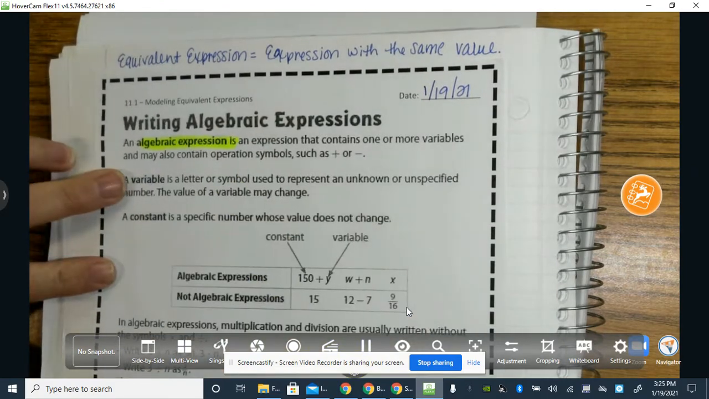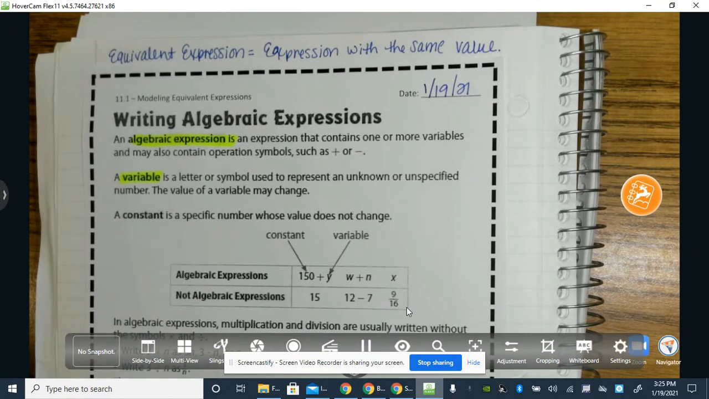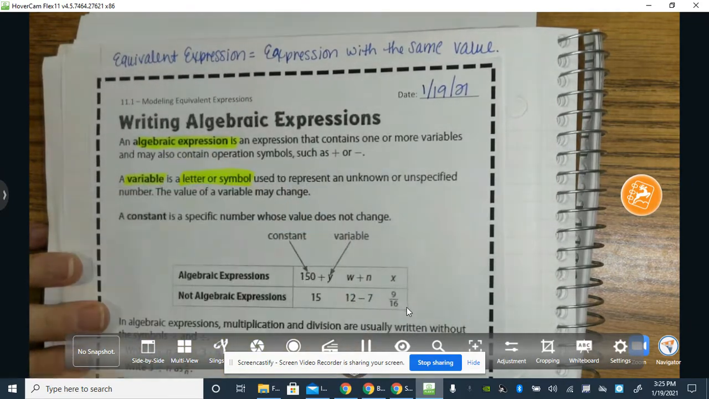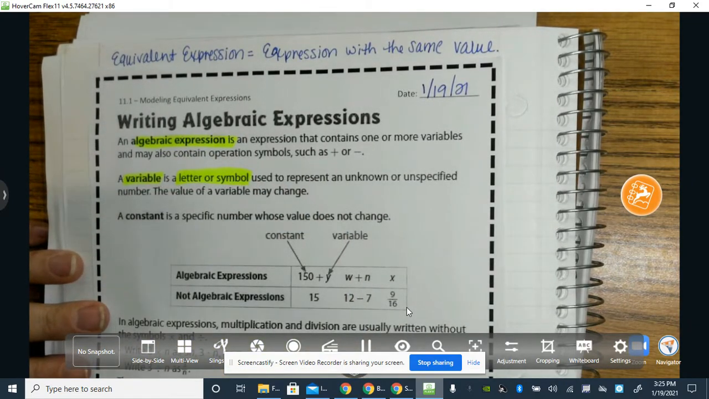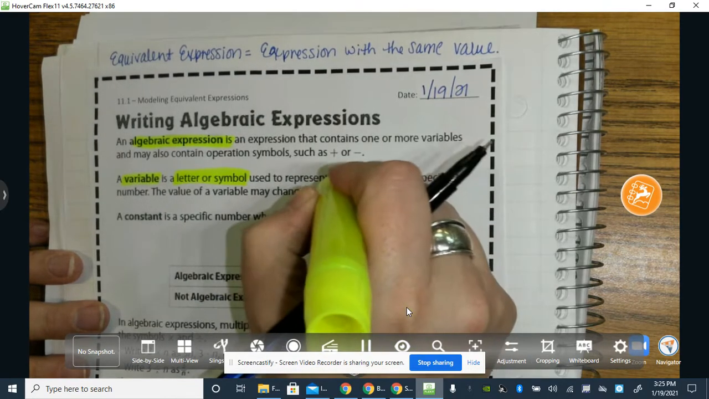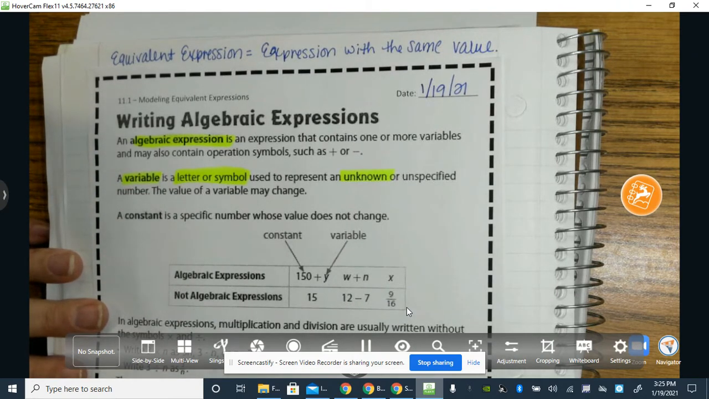So when we talk about algebraic expressions, they contain one or more variables. And you're like, well, what's a variable? Well, let's just look and see what the definition is. A variable is a letter or symbol used to represent an unknown or an unspecified number. So it's just those letters like X. When you've been seeing X, that's a variable. It means, hey, I'm going to put this letter there. I don't know what it means yet, but I'm going to find it out. The variable may change. Say in one question you got X is 5. Well, in the next question, X could equal 12. X can change from question to question. However, X cannot be 2 separate numbers in one question.